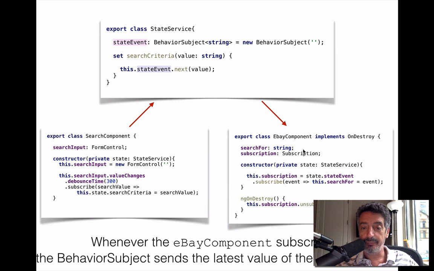Let's look at the eBay component. In the eBay component, I implement on destroy. I'll explain why. So what do I do in there? I have a constructor, and I inject the same state service into eBay. And immediately, I subscribe to this state event. State event is in the service. I subscribe to the service's state event. So whenever I receive the state event, I take the value that I received from there and assign it to the property search for. Search for is displayed on the UI, which is not shown over here.